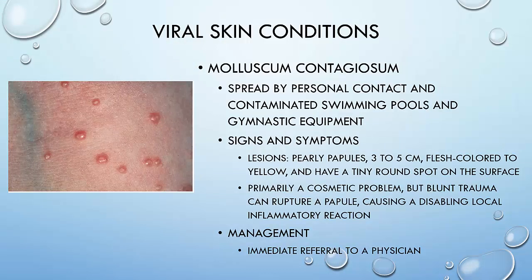Molluscum contagiosum is a pox virus. This is spread by personal contact in contaminated swimming pools and gymnastic equipment. The signs and symptoms typically include lesions that have a pearly papule, 3 to 5 millimeters. They are flesh-colored to yellow and have a tiny round spot in the surface. They are primarily a cosmetic problem, but blunt trauma can rupture a papule, causing a disabling local inflammatory reaction. The management is immediate referral to a physician.